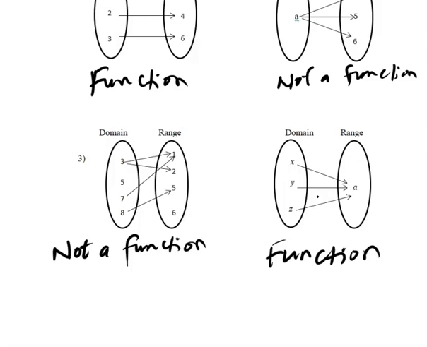So in other words, we can define a function as a one-to-one mapping or many-to-one mapping. A mapping is simply a relationship between two sets, the domain and the codomain. One-to-one mapping or many-to-one mapping. Not many-to-many and not one-to-many. All right, thank you. That's it.